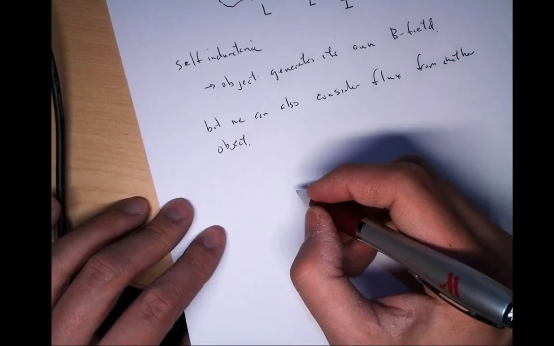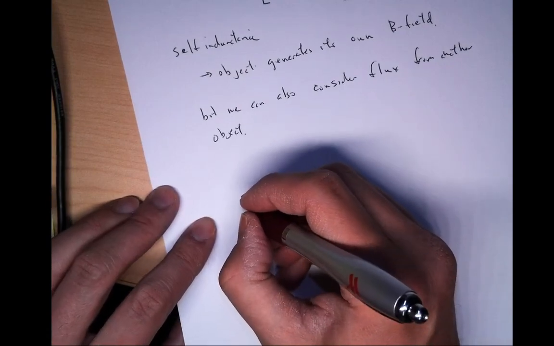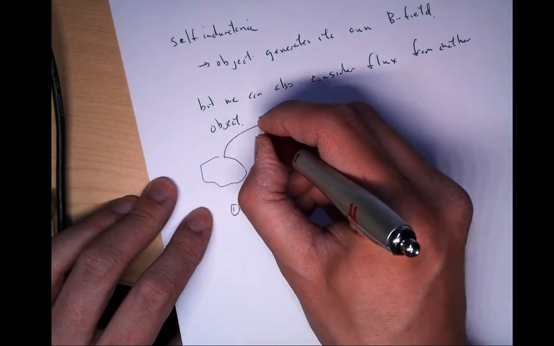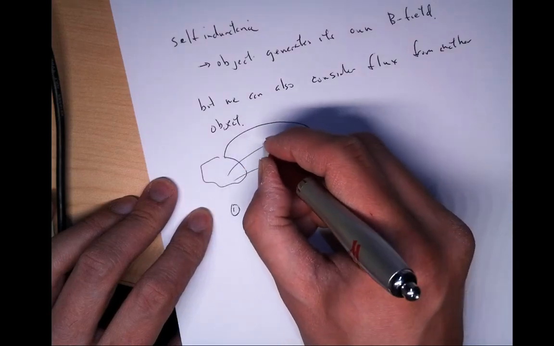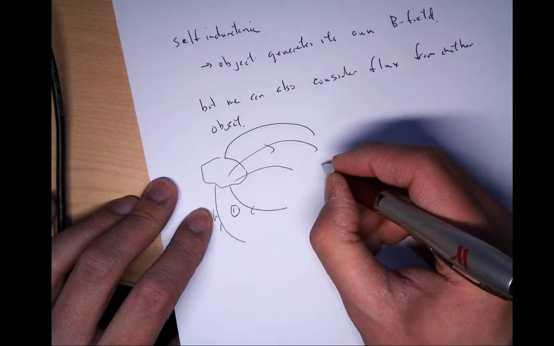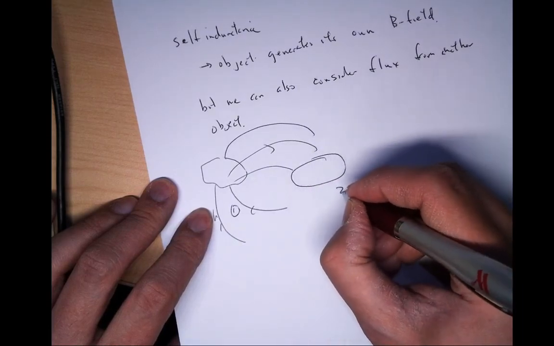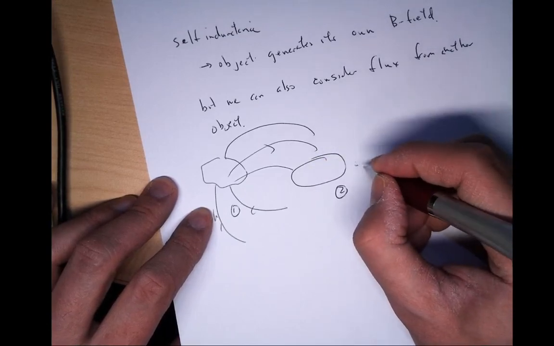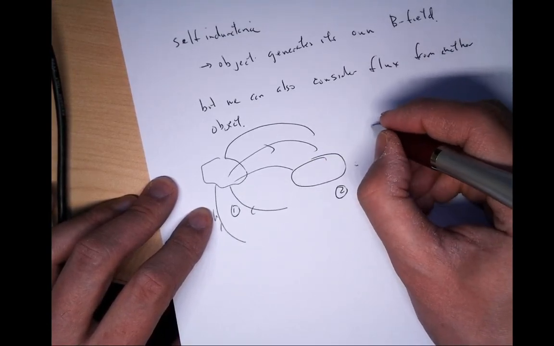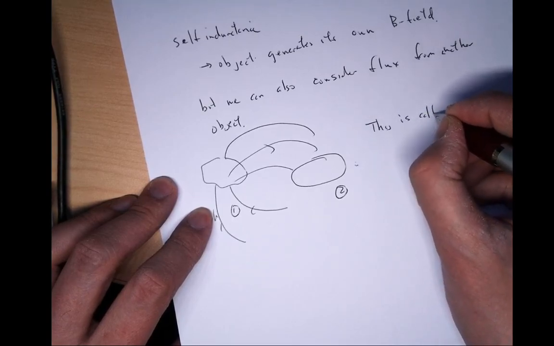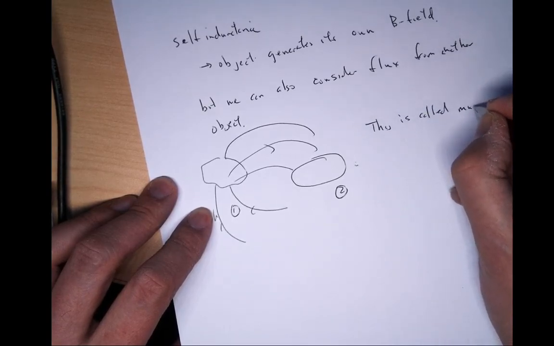Okay, so for instance, if I have object 1 here, and this is generating some B field. This can also go through object 2, right? And generate a current here. So in this case, this is called mutual inductance.